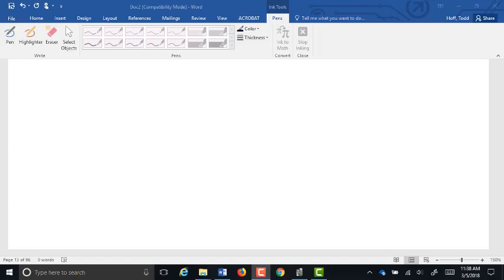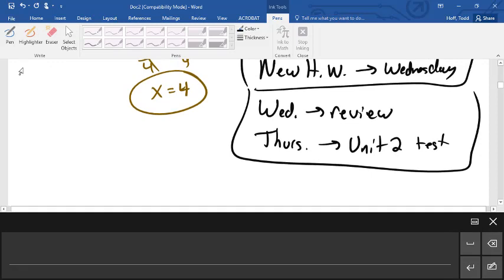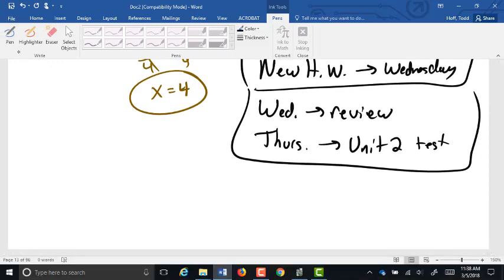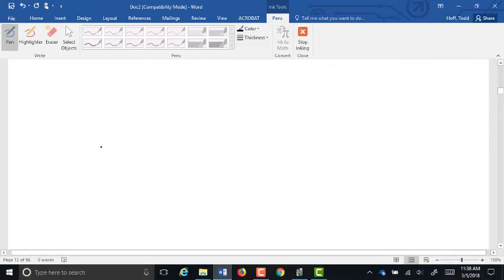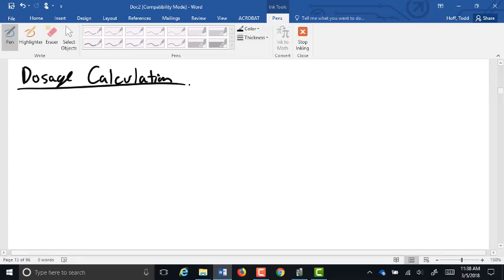Okay, so the unit we start today is on dosage calculations. There's actually a lot of little processes in calculating dosages that we have to get out of the way before we can get to the actual calculations themselves. And today we're going to talk about one of those, and that's something called a dilution.